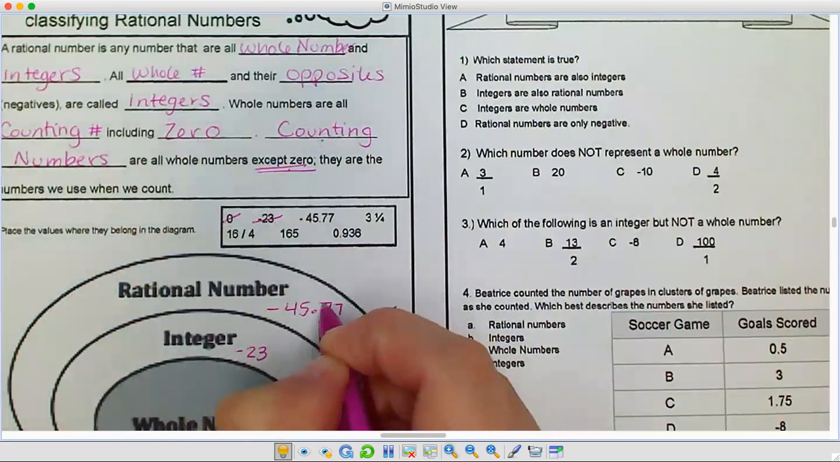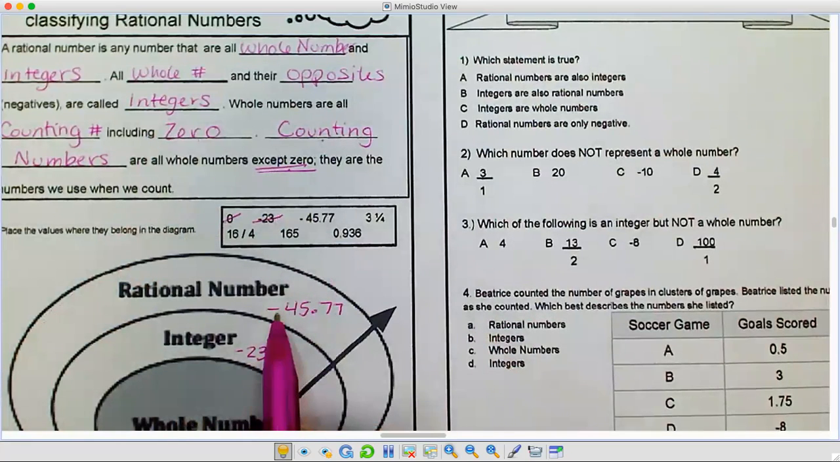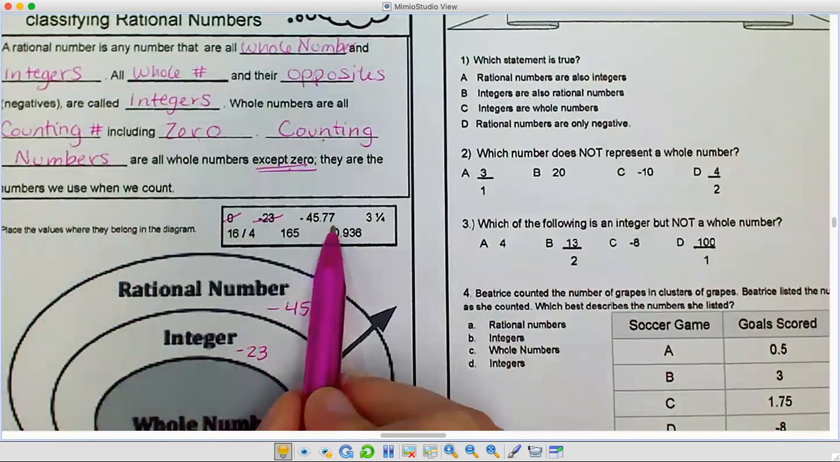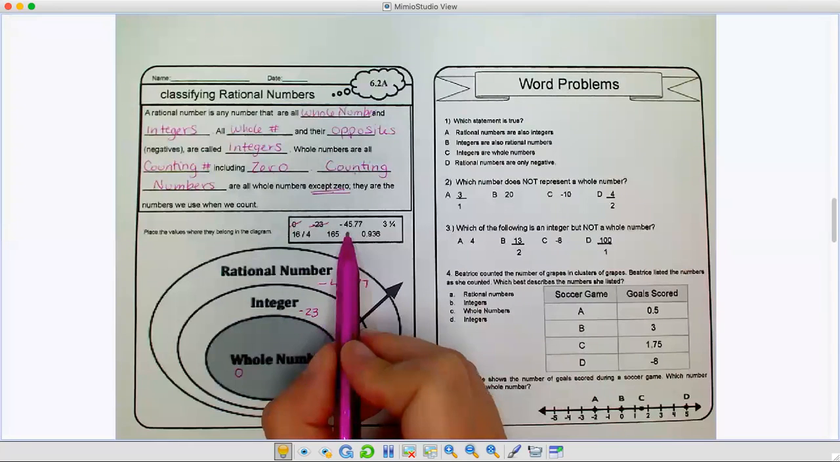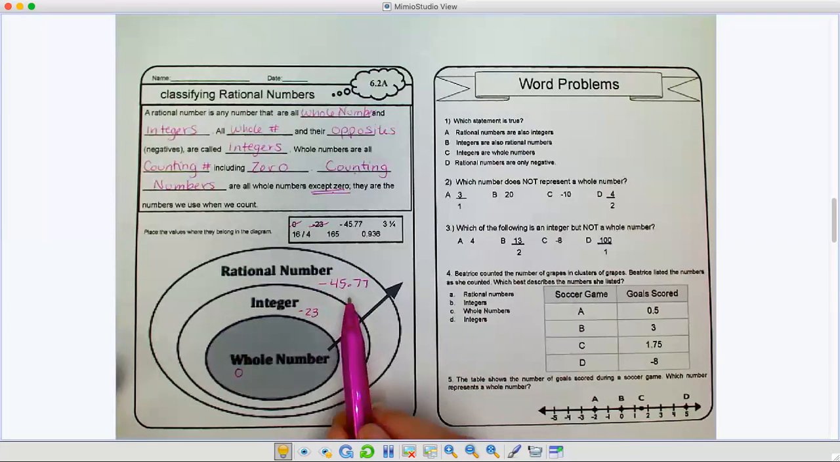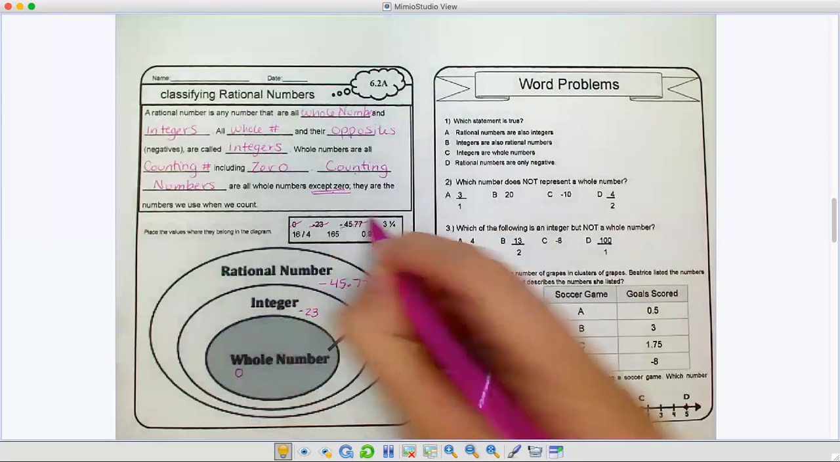Okay? I understand that it's negative, but remember, rational numbers are also integers, meaning that they can be negative. So this decimal is kind of like the trump card. They're going to override anything that you see, okay? So a negative decimal is going to be a rational number, and this goes away.